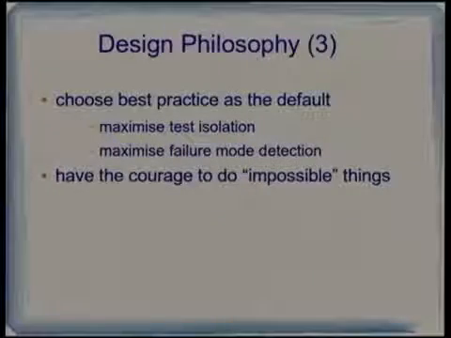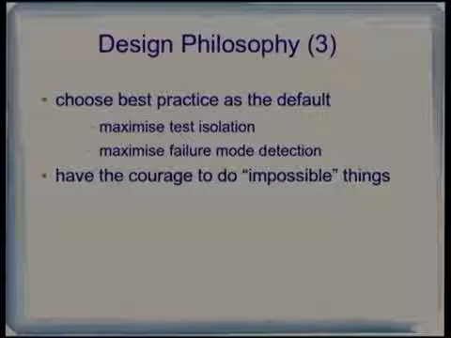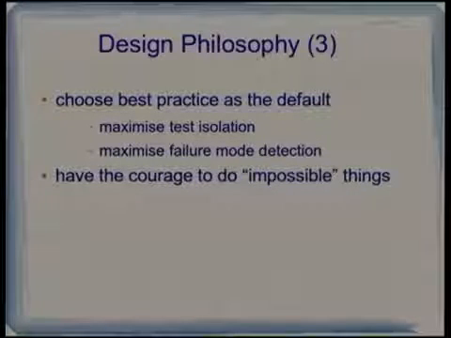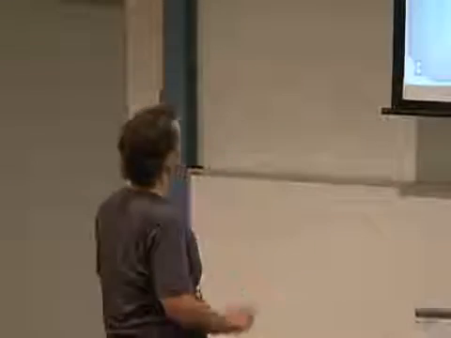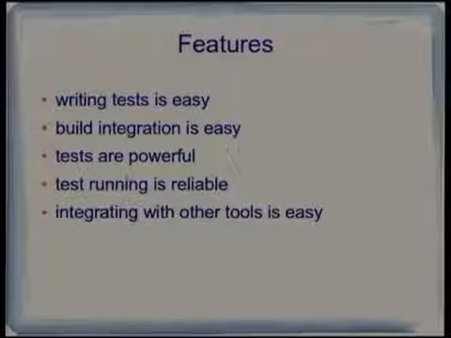And finally, choose the best practice as the default. I've been a little bit inconsistent with this, but the idea is that you shouldn't have to have somebody read a manual to work out how to do the right thing. The right thing should happen automatically. And finally, have the courage to do things that I've been told are impossible. So here's what Quantoo does.